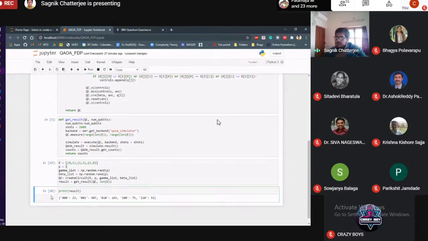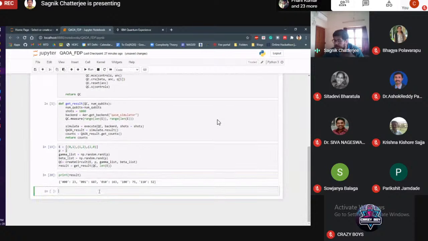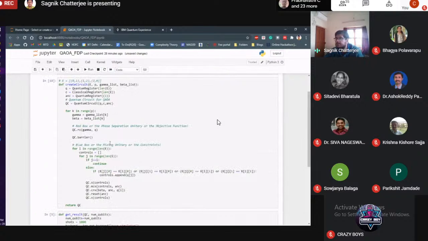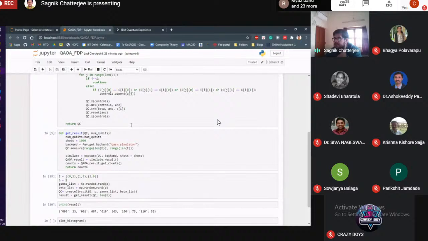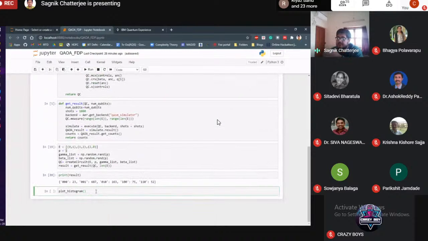Now you see that your output dictionary has a lot of phases and all, but it's not actually clear what these mean. So before we explain what output dictionary means, I'll just plot them for you. So we'll plot the histogram of this results. This plot histogram function is coming from Qiskit visualization import star. It has the plot histogram and a lot of other plotting functions, like state vector plots and Bloch sphere plots, that you can use. This is the easiest to understand.